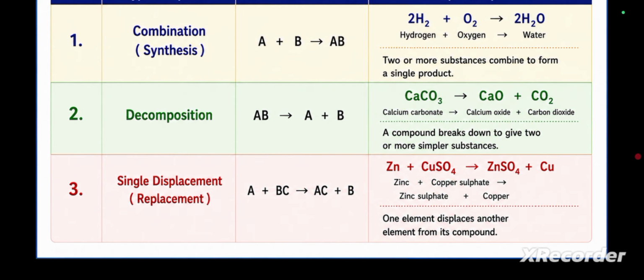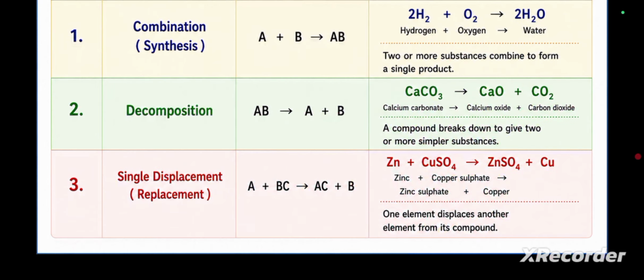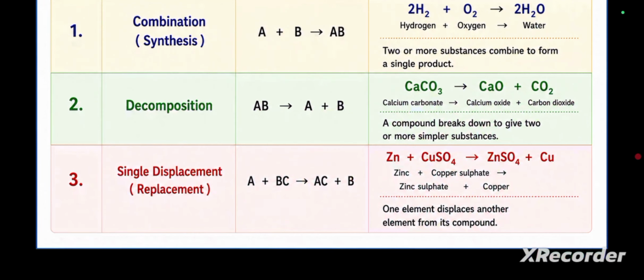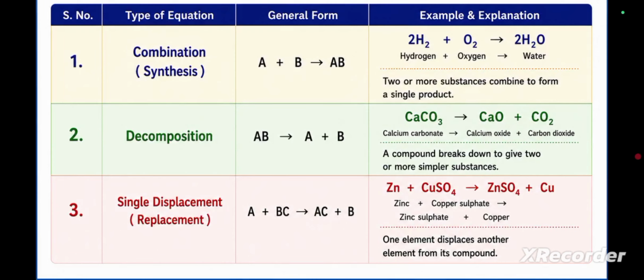One molecule is displaced by another molecule. In this reaction, one element replaces another element from a compound. The general form is A plus BC gives rise to AC plus B. Here is an example: zinc Zn plus copper sulfate CuSO4 gives rise to ZnSO4, zinc sulfate, plus copper. Here zinc replaces copper's place. So this type of reaction is called a displacement reaction.